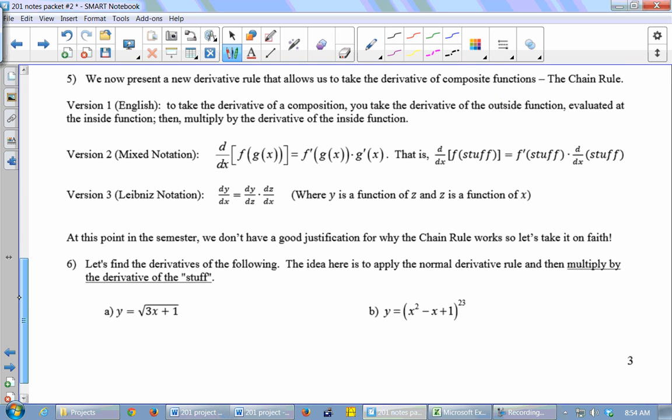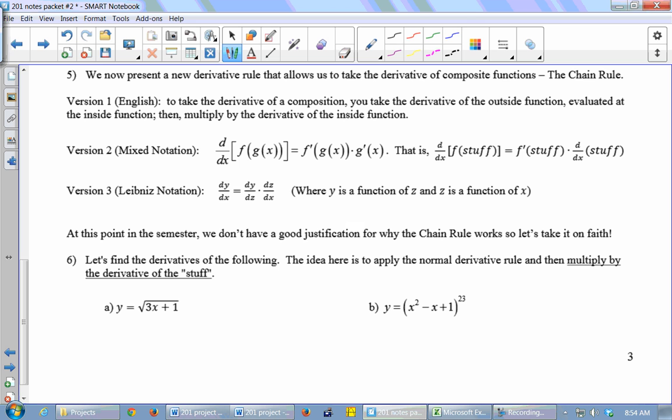We're now going to present a new derivative rule that allows us to take the derivative of composite functions, the chain rule. I've written it down in 3 different versions here. The English one, to me, feels the easiest to work with, but you might find a different one easiest. It says, to take the derivative of a composition, take the derivative of the outside function, evaluate it at the inside function, then multiply by the derivative of the inside function.